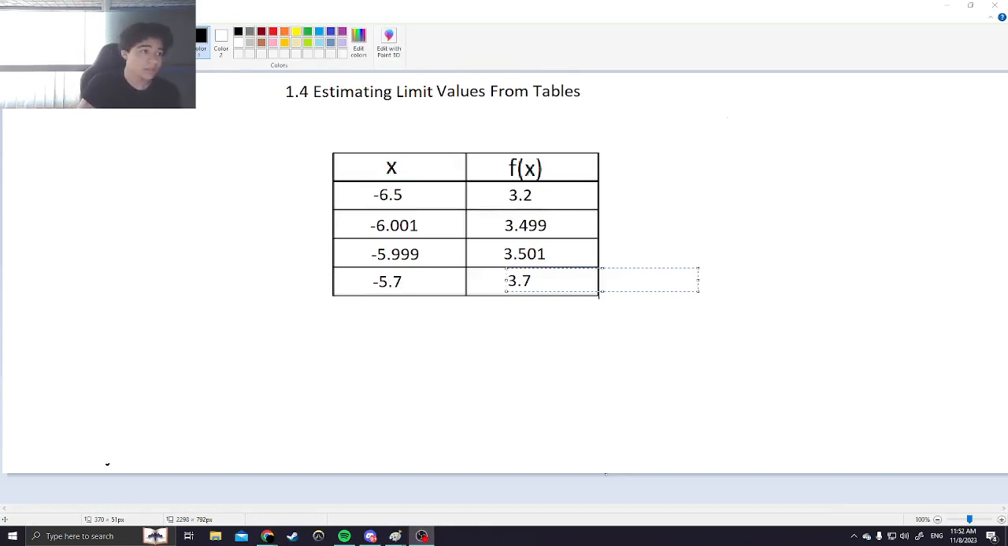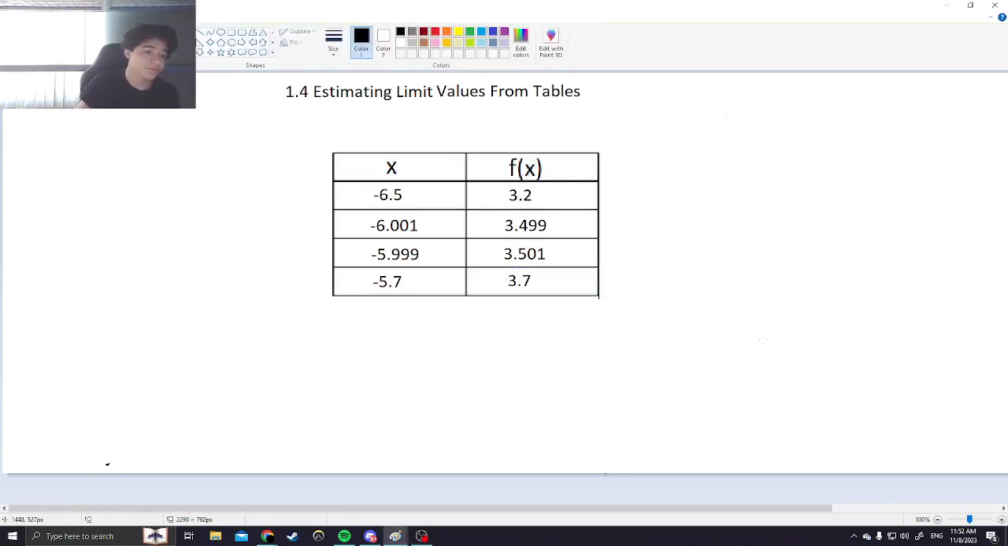I got a little practice problem up here. So if you wanted to find the limit when x is approaching -6 of f of x, and you just had this table, what would you do? You see that when it's getting closer to -6 from the left side down here, it's getting really close to 3.5. It's not quite touching it. And from the right side down here, it's getting close to 3.5 as well. And right in the middle here would be -6. And you could assume it would be 3.5.